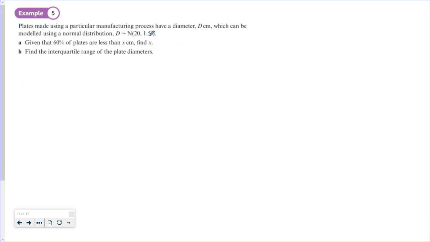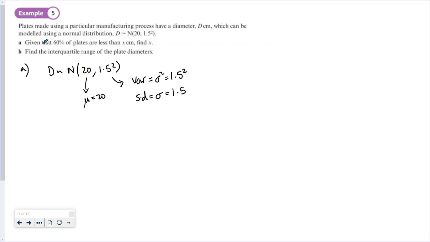So we've got plates that are manufactured and the diameter D is a random variable. Obviously the manufacturing process doesn't create plates of exactly the same diameter each time. And we know that the diameter is actually normally distributed. So let's write down the mean, variance and standard deviation.